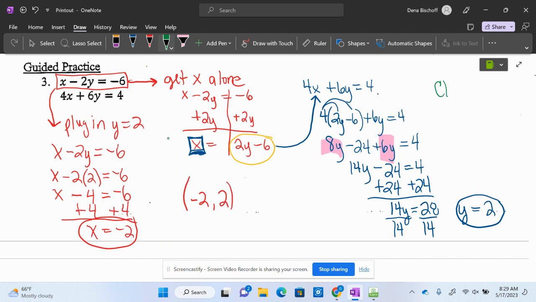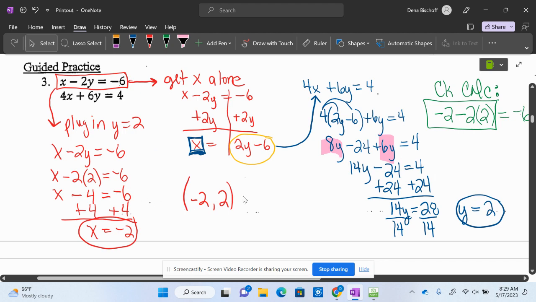So if you wanted to check this in your calculator, I'm just going to write what you would do. First equation, x is what? -2 minus 2 times what is y? 2. What should that equal? It better equal -6. Plug this into your calculator and tell me what you get.